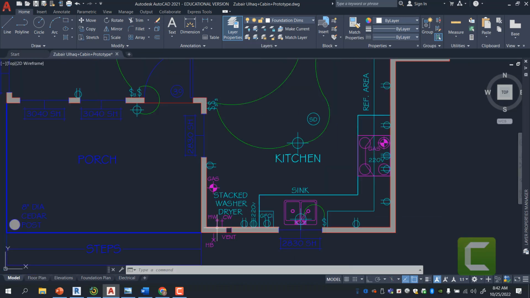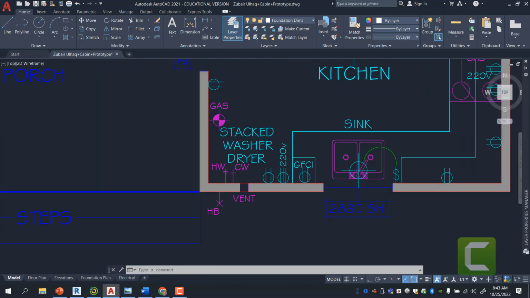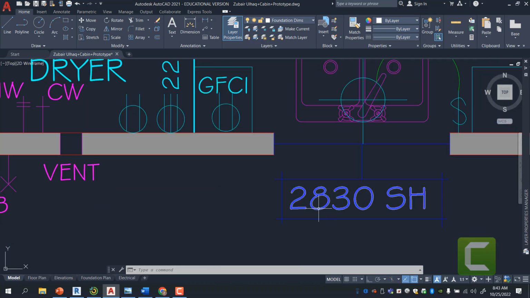And then you have your hot water connection, cold water connection, and your bib that will go on the outside, meaning that there's a water connection that goes to the outside. Again, this is a 2-foot 8-inch by 3-foot single hung window.